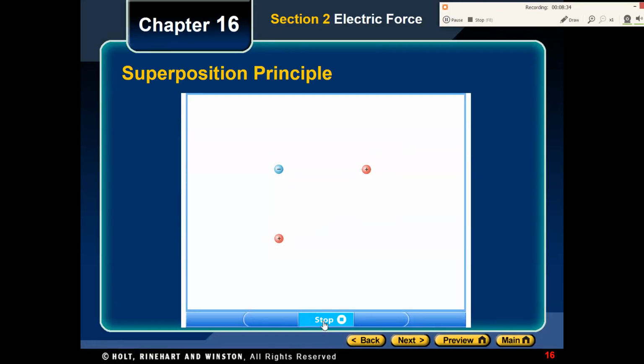Like any other vector quantity, electric forces have both magnitude and direction. Consider a positive charge Q3 in the vicinity of a positive charge Q1 and a negative charge Q2. Suppose you want to find the net force acting on Q3. First, identify the individual forces acting on Q3.